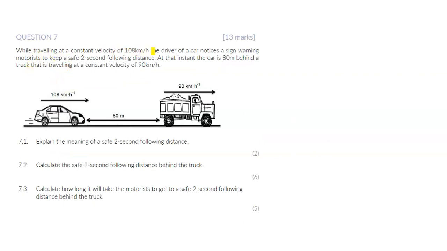While traveling at a constant velocity of 108 kilometers per hour, the driver of a car notices a sign warning motorists to keep a safe 2-second following distance. At that instant, the car is 80 meters behind a truck that is traveling at a constant velocity of 90 kilometers per hour. So the first one, explain the meaning of the safe 2-second following distance. Calculate the safe 2-second following distance behind the truck.